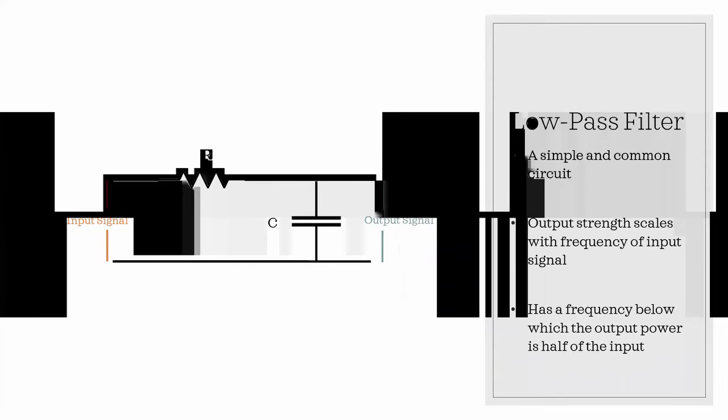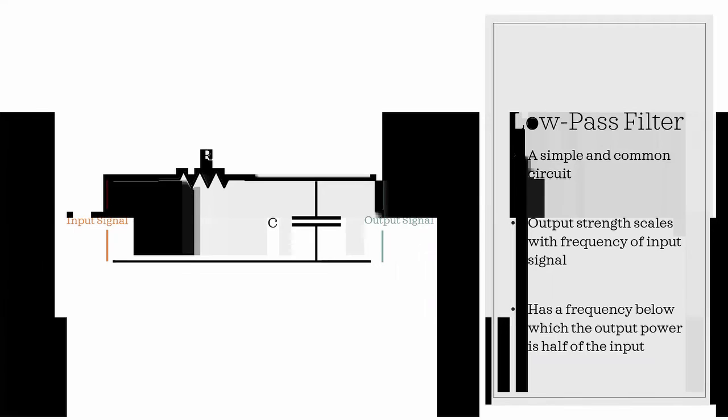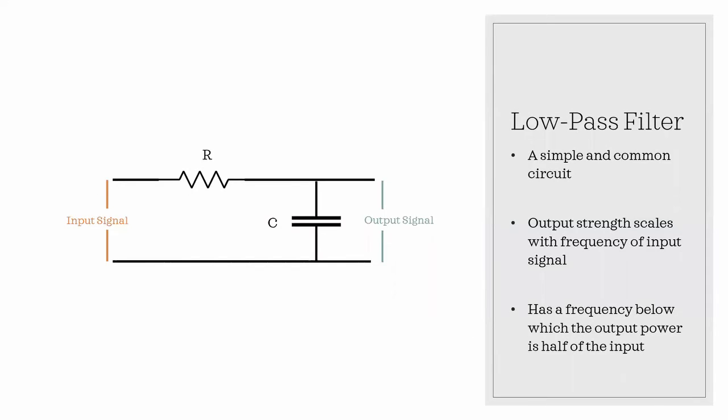So a low-pass filter consists of a resistor and a capacitor in series in which we sample our output across the capacitor. The low-pass filter is very simple and very common, found almost everywhere you need to filter out high-frequency signals from your inputs. So the most important property that comes out of the circuit is that the output signal strength scales with the input frequency.